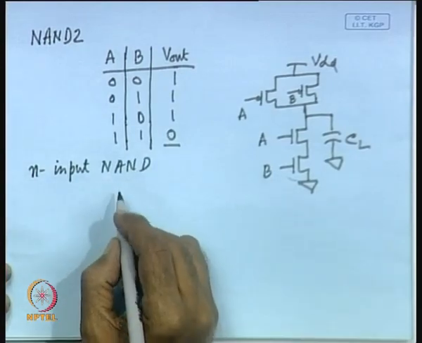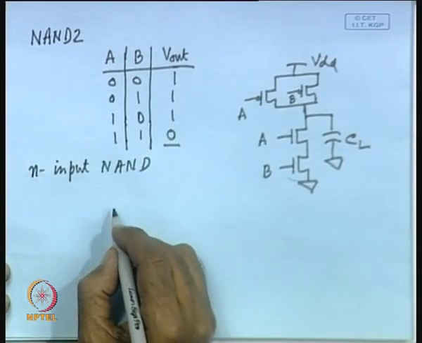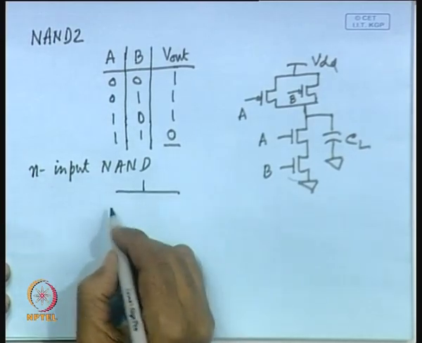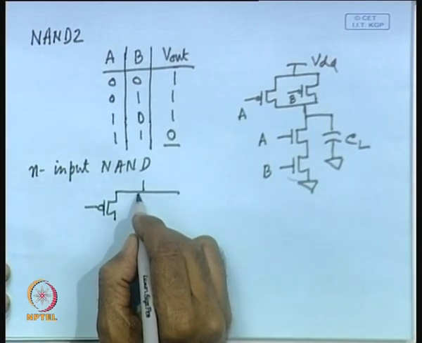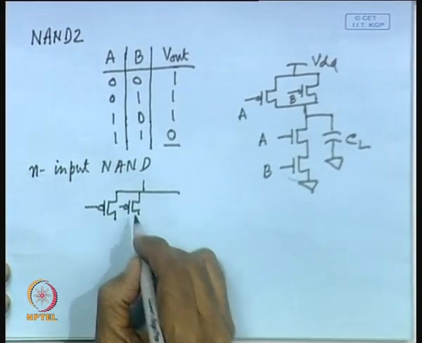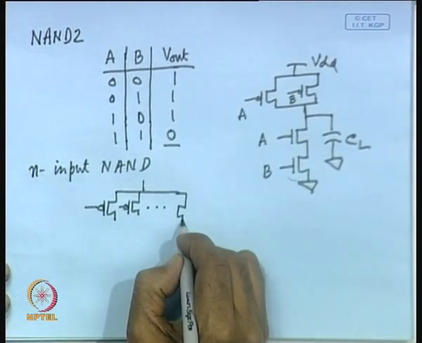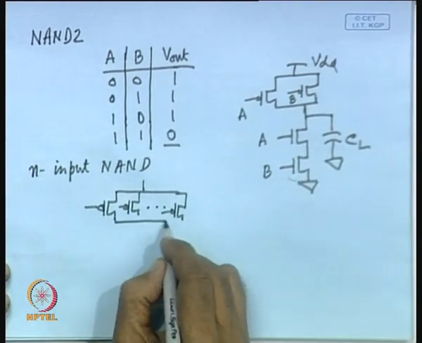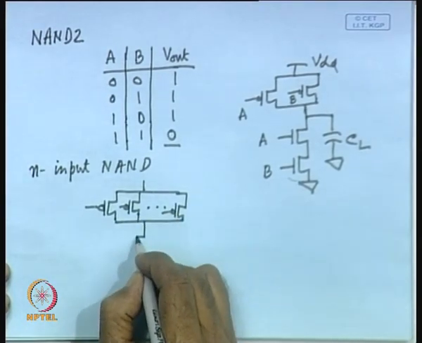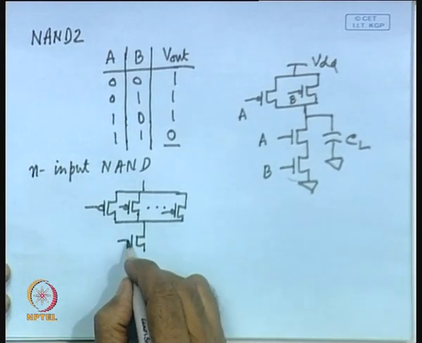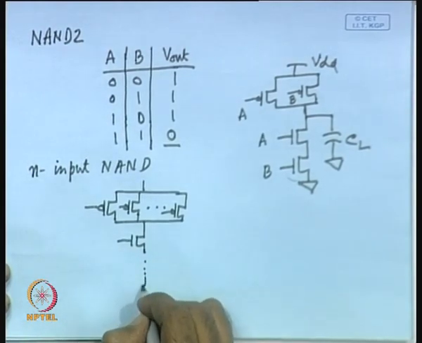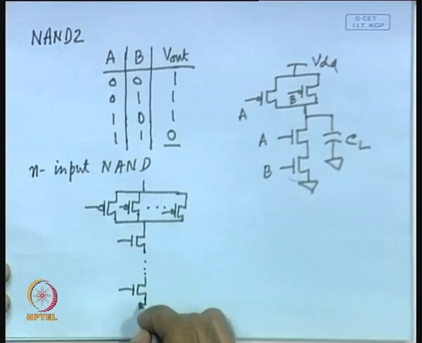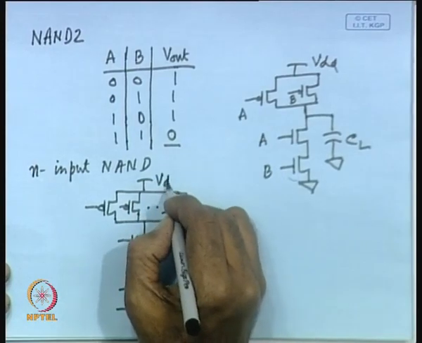So, an n input NAND gate will have n PMOS transistors in parallel and n NMOS transistors in series, as you can see here. This is connected to ground, this is connected to VDD.